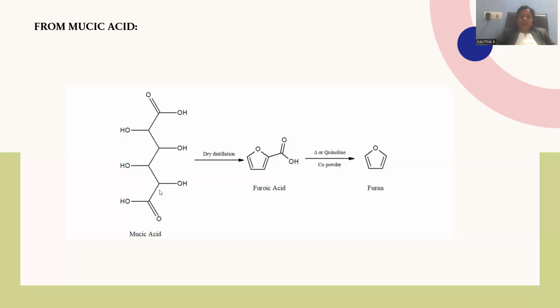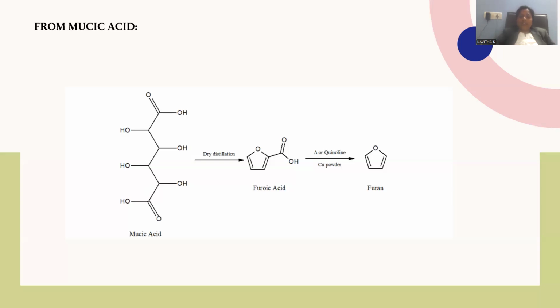So it is a kind of adipic acid derivative. Tetrahydroxy adipic acid is called mucic acid, where 2 carboxylic acids are located on the terminal carbon atoms, and the remaining 4 carbons carry the 4 hydroxyl groups. So it is a polyhydroxy dicarboxylic acid.